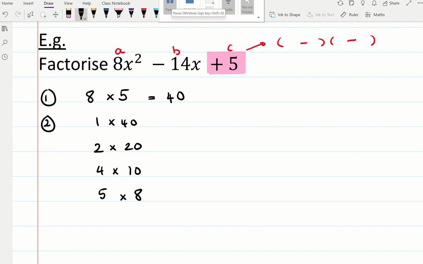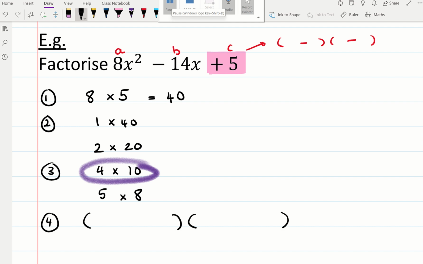I need to find the pair that add up to 14, and you can still think of it as an addition because both of these signs are the same. So the pair that adds up to 14 is 4 and 10. That's step 3, I've chosen my pair, and I need to set up my brackets. Both have to start with ax, 8x, 8x. Both are minuses, and I put my numbers in, 4 and 10.